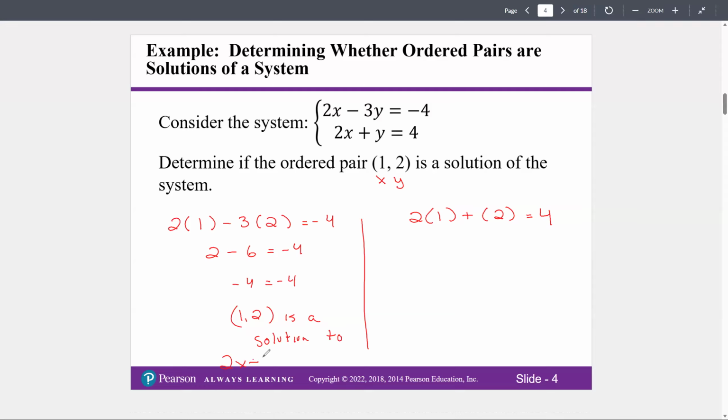to 2x minus 3y equals -4. Here we're going to have 2 plus 2 equals 4. So we get 4 equals 4. So we see that (1, 2) is a solution to the equation 2x plus y equals 4. So we get, I wrote it backwards, that (1, 2) is a solution to the system.